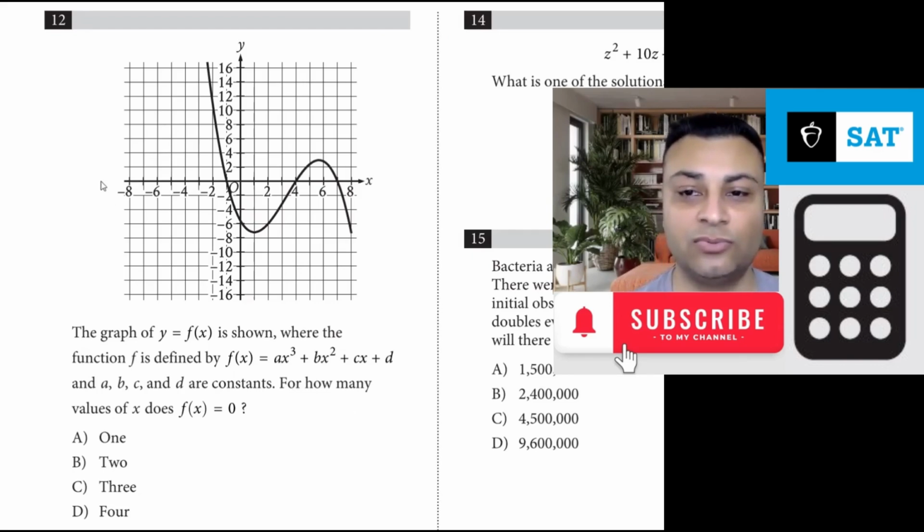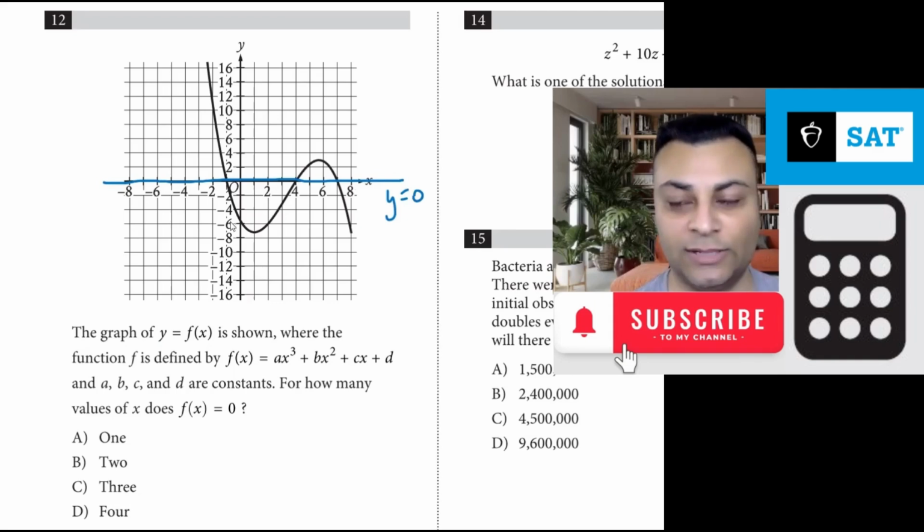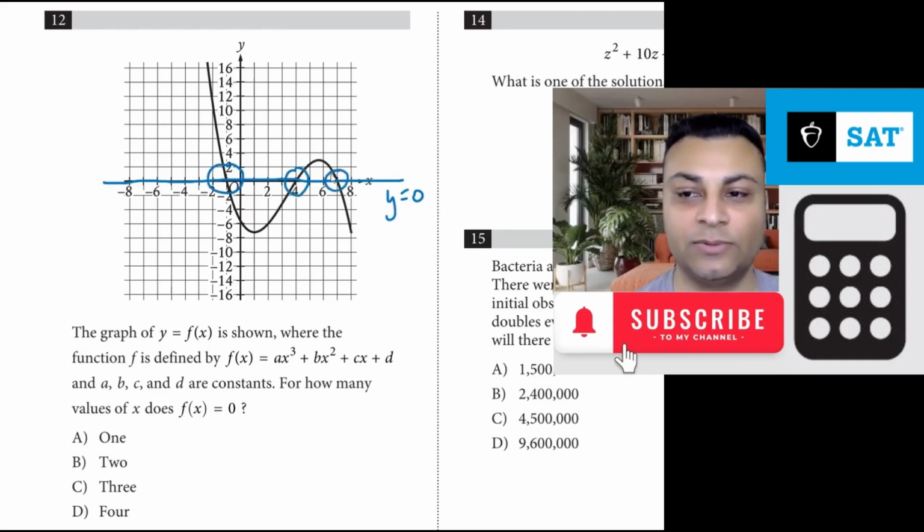F of x equals 0 is right here on the x-axis. That is y equals 0. When does it cross this particular line? Or how many times, really? Once here, a second time, a third time. So 3 altogether. So the answer is C.